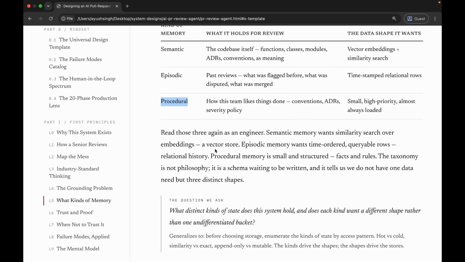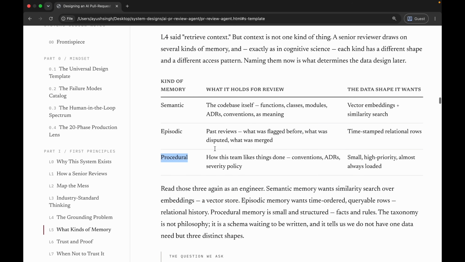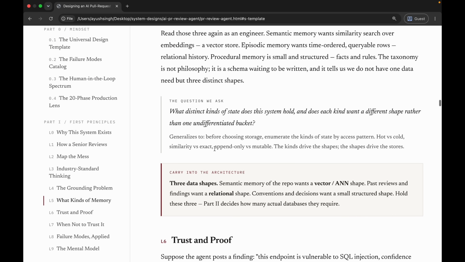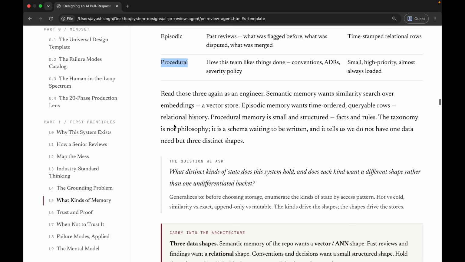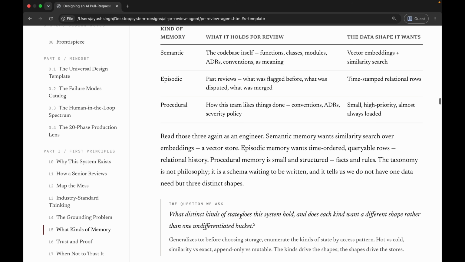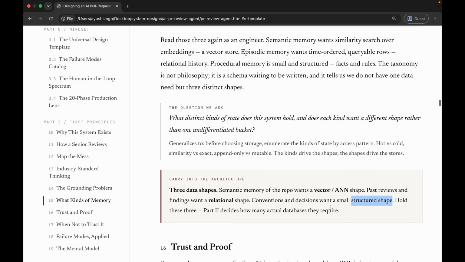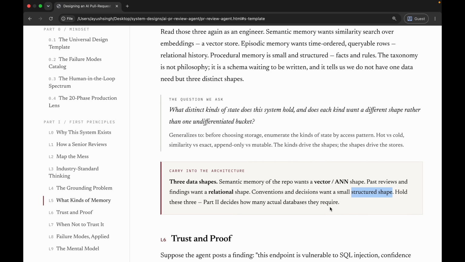Data engineering is the most important part of the whole system. If you think about it, there are three types of data shapes. The first type is our semantic, episodic, and procedural. We want a semantic memory of the repo, which will have our vector store. We'll talk about what tech stack we'll be using. Past reviews and findings want a relational shape, which is time-ordered, basically timestamped relational rows. Then conventions and decisions want a small structured shape. We'll discuss this again when we design the databases.